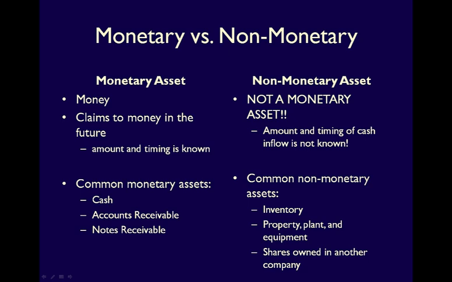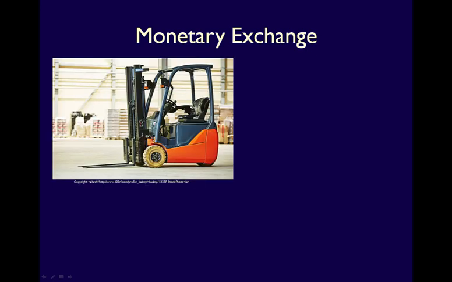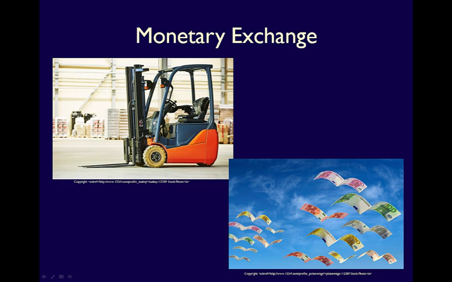Now that you understand the difference between monetary and non-monetary assets, we can move forward with a question. What is a monetary exchange in regards to capital assets? Capital assets are also called property, plant, equipment, and intangibles. A monetary exchange is when you get a non-monetary asset, such as a forklift truck, in exchange for giving up cash. Note how this meets the definition of a monetary asset, because we know the amount and timing of the cash outflow. We already gave away the money, so of course we know the amount and timing.